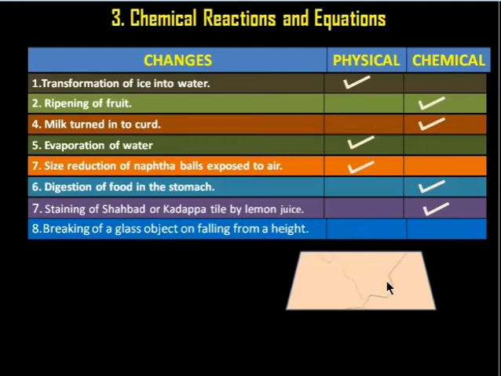Breaking of a glass. When glass falls, it breaks into numerous pieces like this. No new compound or substance is formed. Only a single piece of glass is broken into two or more pieces. So this is also a physical change.